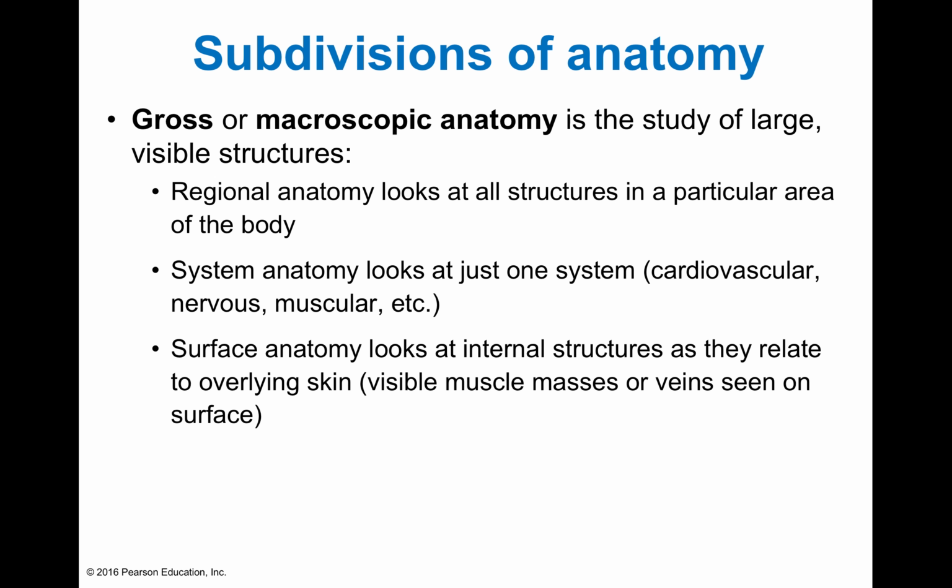When we're talking about gross anatomy, it could be systemic anatomy, which basically will talk about one of the 11 systems that are present in your body, like cardiovascular, nervous, muscular, urinary, digestive, etc. Or we can talk about surface anatomy, when you look at the internal structures and how they relate to the overlying skin. So we're looking at muscle masses and the veins that are visible or seen on the surface. The third way we can look at it in the sense of gross anatomy is regional anatomy.